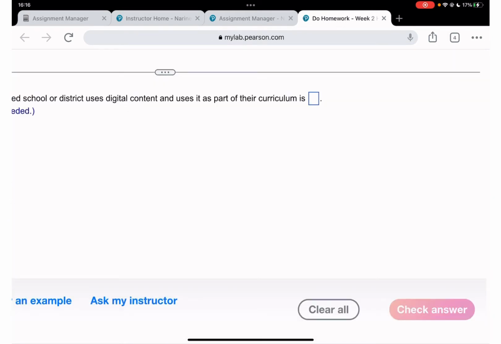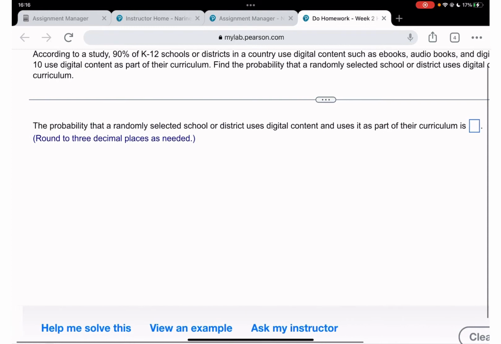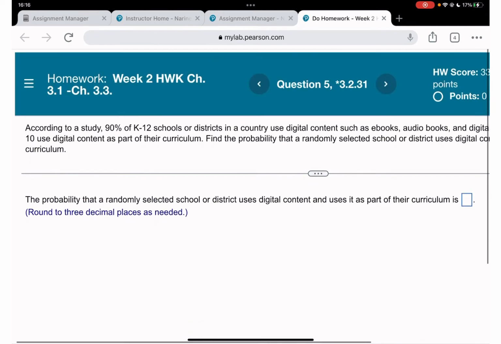Excellent. So moving to question number, do we have more? No, we are moving to question number 5. So how are we going to solve this problem? Let's see what we're going to do with this.